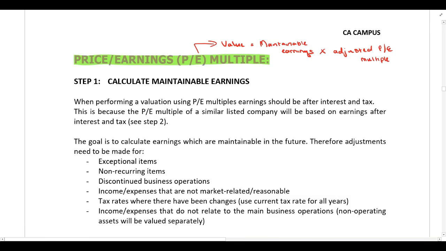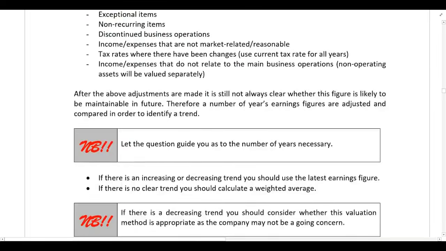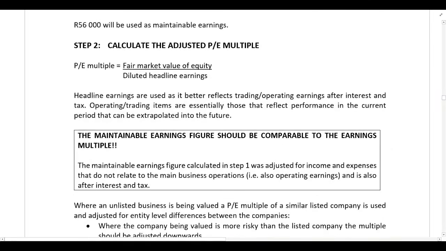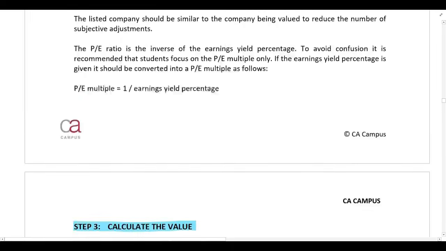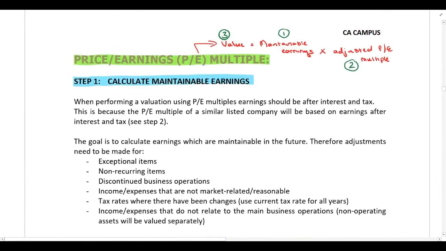So you can see in step 1, you need to calculate maintainable earnings. In step 2, we are going to calculate the adjusted PE multiple, and in step 3, we are going to bring everything together in order to calculate the value. So if you just skip forward in your lecture notes, you'll see step 2 is where we calculate the adjusted PE multiple, and step 3 is where we calculate the value. So that is the logic behind the 3 steps.